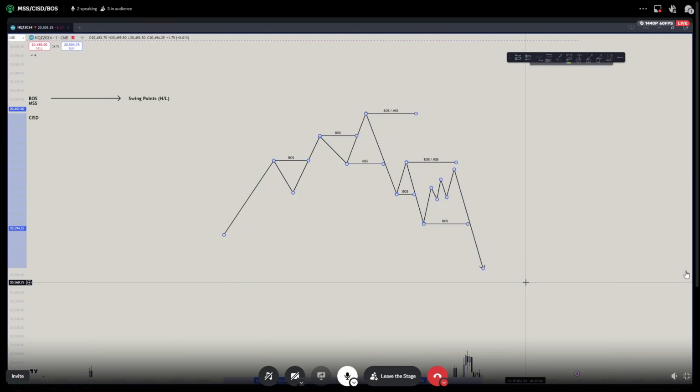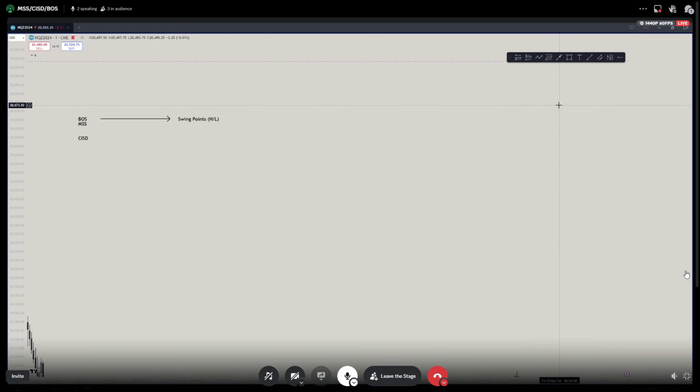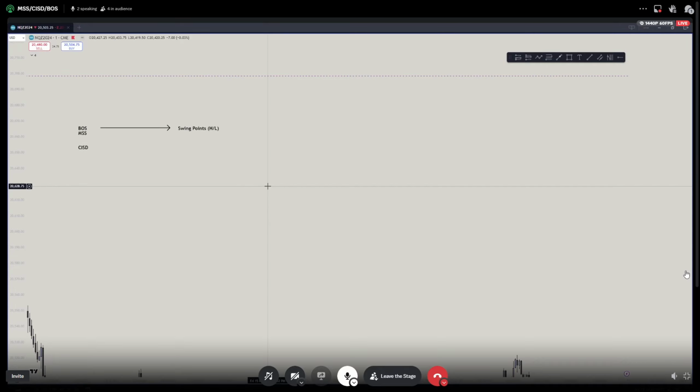Real quickly, we'll go over market structure shifts. Now, there are two ways that we can do market structure shifts. You have your high probability market structure shift and your lower probability market structure shift. That is still considered a market structure shift sometimes in the eyes of ICT. I personally wouldn't, but we'll go over how ICT looks at them. There's two ways we can look at them, and then I'll talk about the differences between the two.